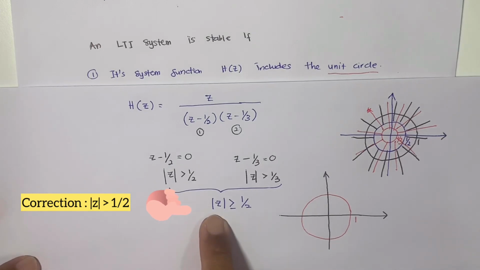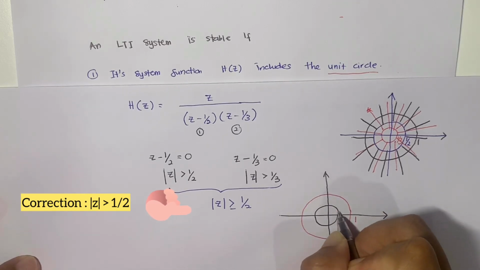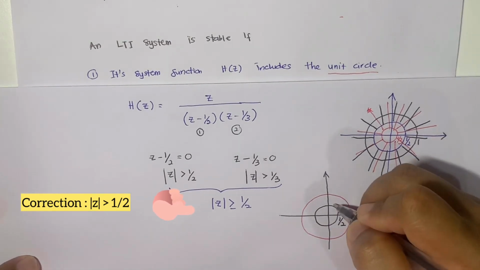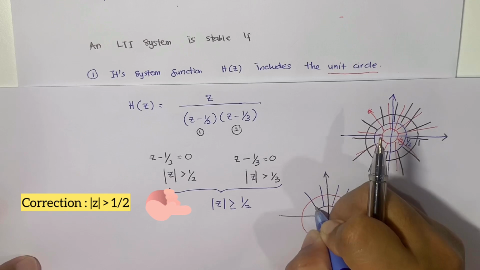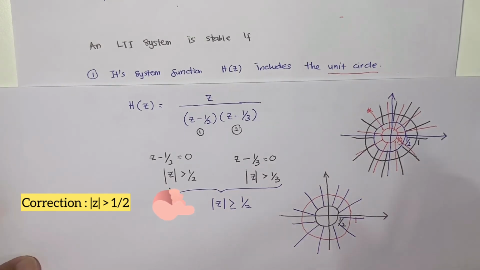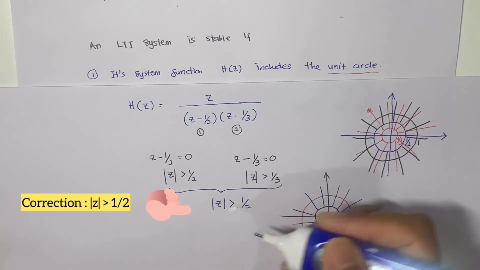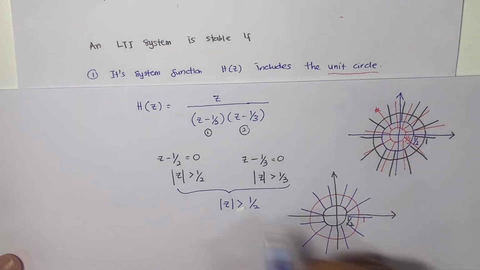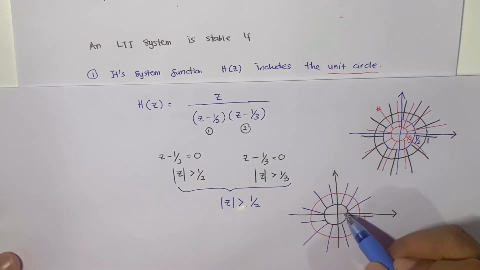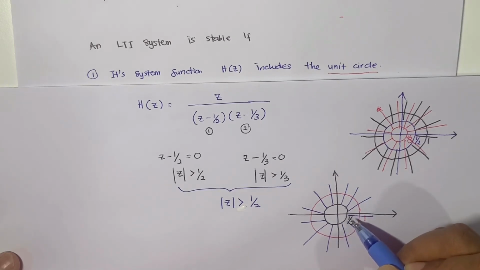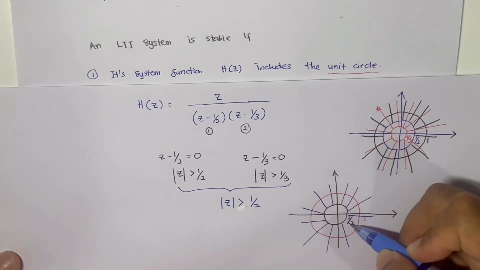Now, we know that the common ROC here is |z| bigger than 1 over 2. I will draw 1 over 2 here. So the ROC is outside 1 over 2. Sorry, this is only |z| bigger than 1 over 2. So the common ROC is |z| bigger than 1 over 2. I will draw it again so you can see it clearly.